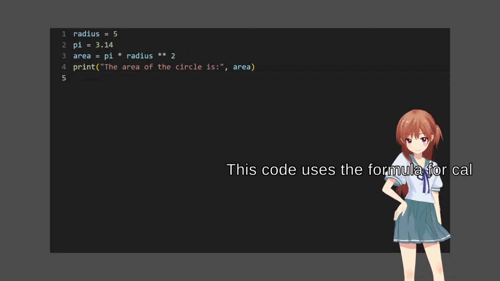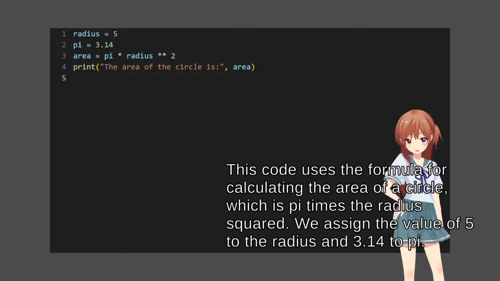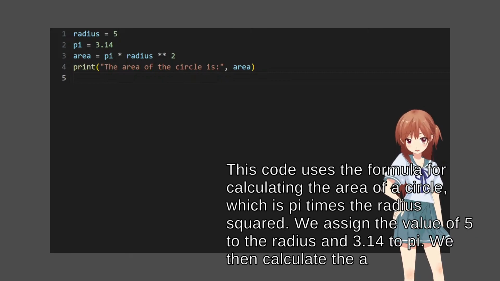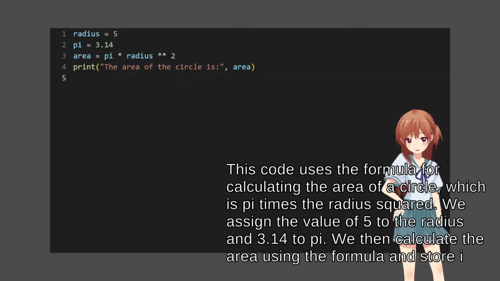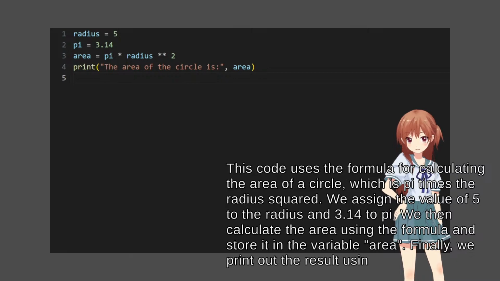This code uses the formula for calculating the area of a circle, which is pi times the radius squared. We assign the value of 5 to the radius and 3.14 to pi. We then calculate the area using the formula and store it in the variable area. Finally, we print out the result using the print function.